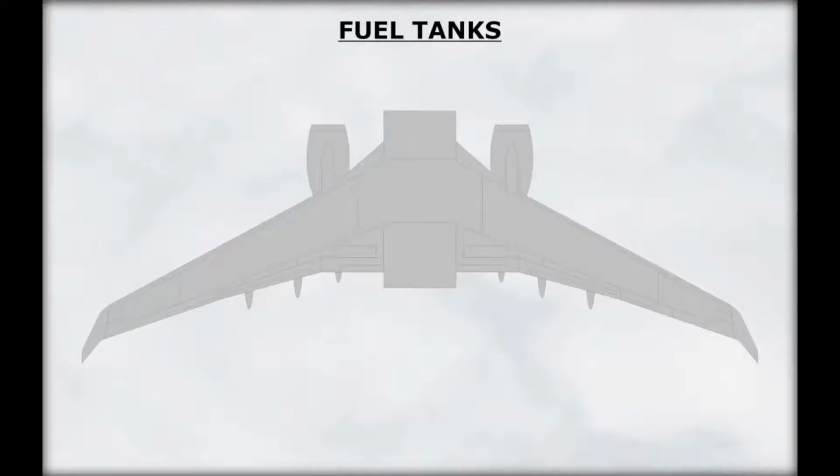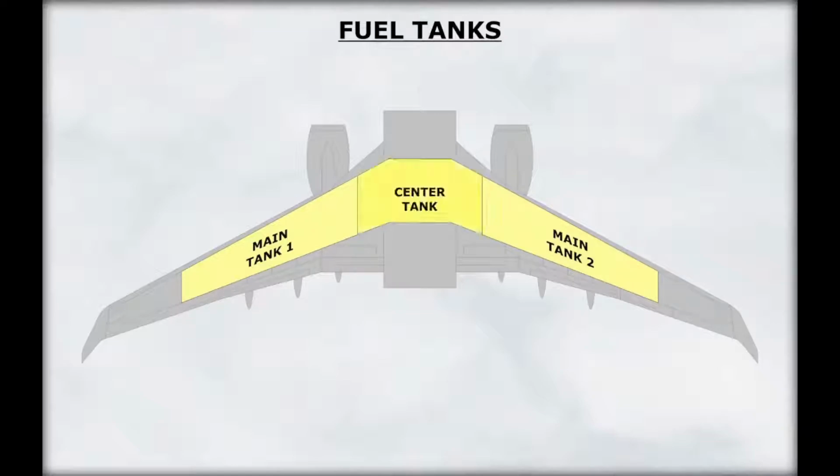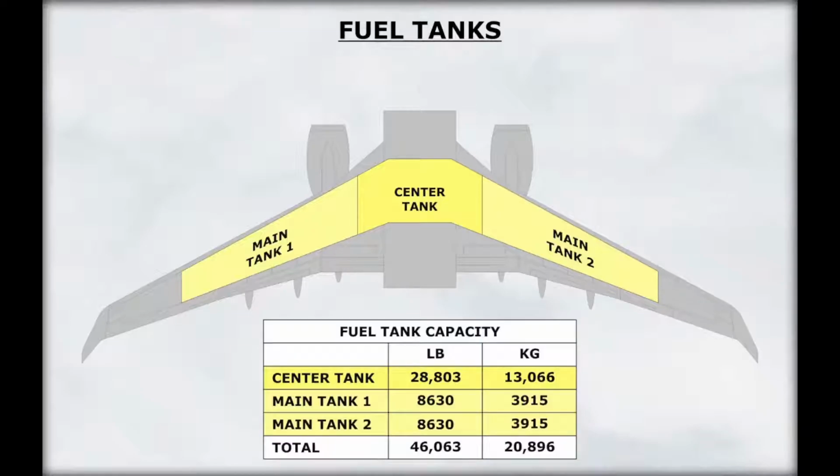The aircraft incorporates 3 tanks. The main tanks are located in the wings. The number 1 tank is in the left wing, while the number 2 tank is in the right wing. A third tank, called the center tank, is located in the fuselage in between the wing roots and extends out into the wings. Each main tank has a usable fuel capacity of 8,630 pounds. The center tank's usable fuel capacity is 28,803 pounds.